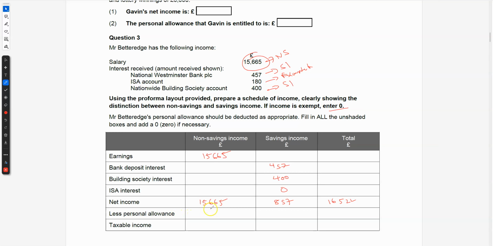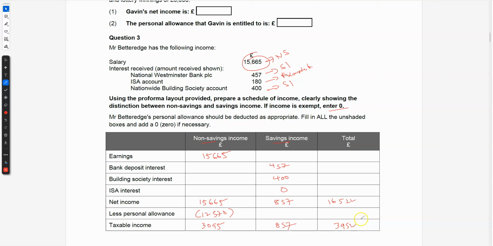The personal allowance is 12,570, and we always deduct from the non-saving first. So 12,570 we minus from the non-saving, because with the savings and the dividend we have some allowance, but with the non-saving we don't have any allowance. So for that reason we always minus the personal allowance from the non-savings income first. So if we deduct the personal allowance, we have a net income for the non-saving, that is 3095, and here we have the full amount 857, and the total is 3952.